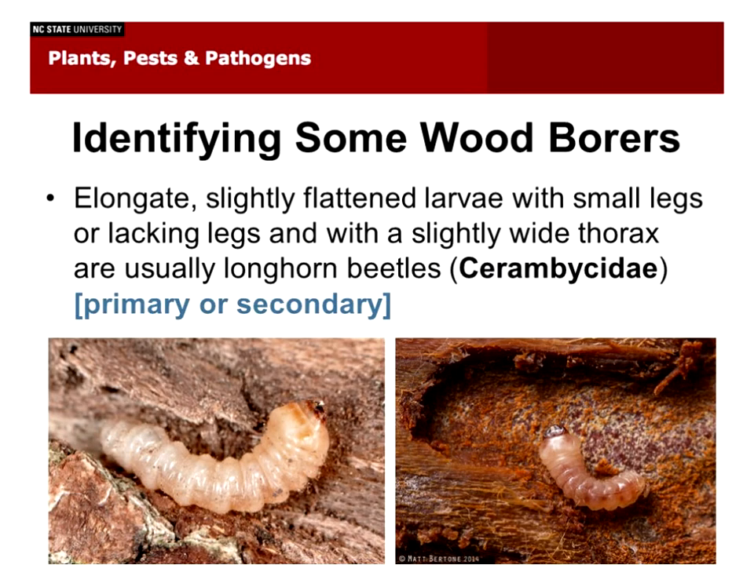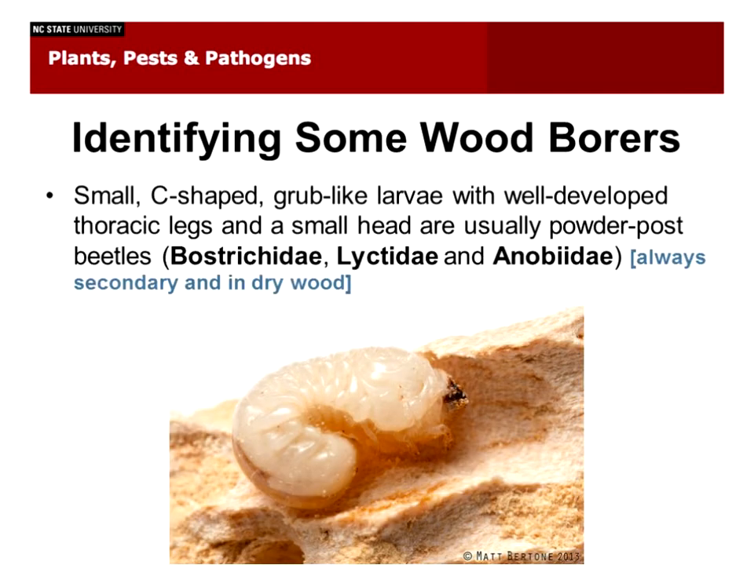A very close-looking group are these elongate, slightly flattened larvae, not as flattened as Buprestids, with small legs. There are actually legs right here, these little tiny pegs, or lacking legs. They usually don't have as wide a thorax as the Buprestids, and they're not as flat, and these are the longhorn beetles, the Cerambycidae. Buprestids are often called flatheaded borers, which can lead you to that distinction, whereas Cerambycidae are often called roundheaded borers. We'll see some of the results of that later. Like I said, some are primary, but many are secondary.